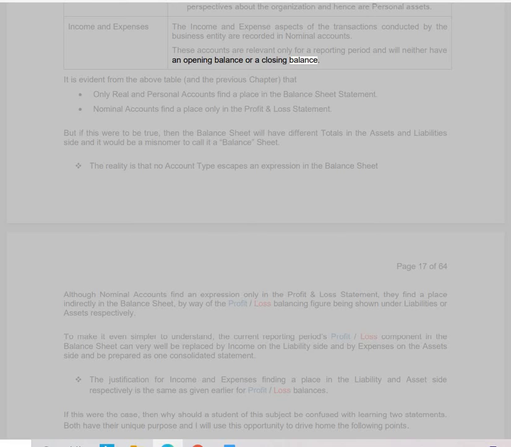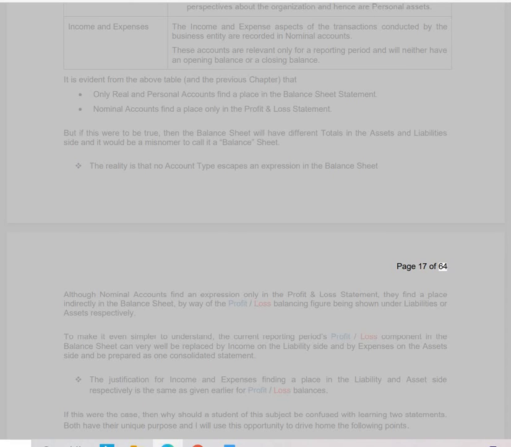It is evident from the above table and the previous chapter that only real and personal accounts find a place in the balance sheet statement. Nominal accounts find a place only in the profit and loss statement. But if this were to be true, then the balance sheet would have different totals in the assets and liabilities side, and it would be a misnomer to call it a balance sheet. The reality is that no account type escapes an expression in the balance sheet.